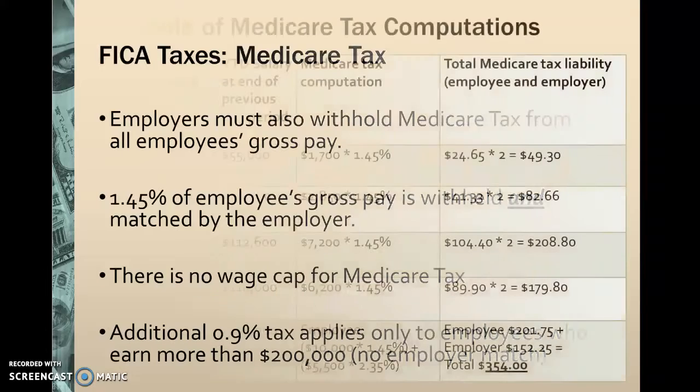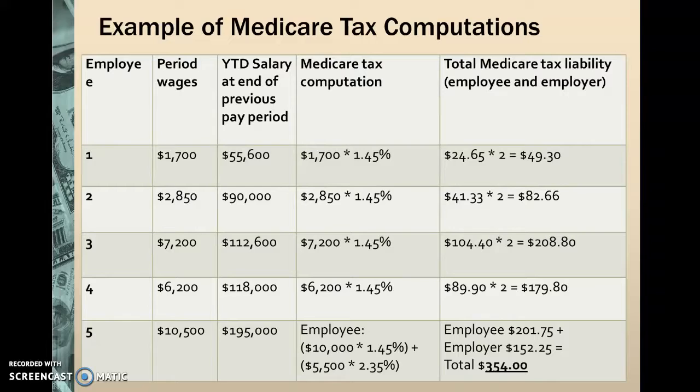So let's take a look at some examples. As you notice, there is no limit on Medicare tax. So employees 1, 2, 3, and 4 are way under, as you know, the $200,000 for that extra Medicare 0.9%. So basically, you would take your period wages, multiply by 1.45. In this case, would be $24.65. And what they're doing there, and they're showing the employee and the employer amount, so it'd be $49.30 total.